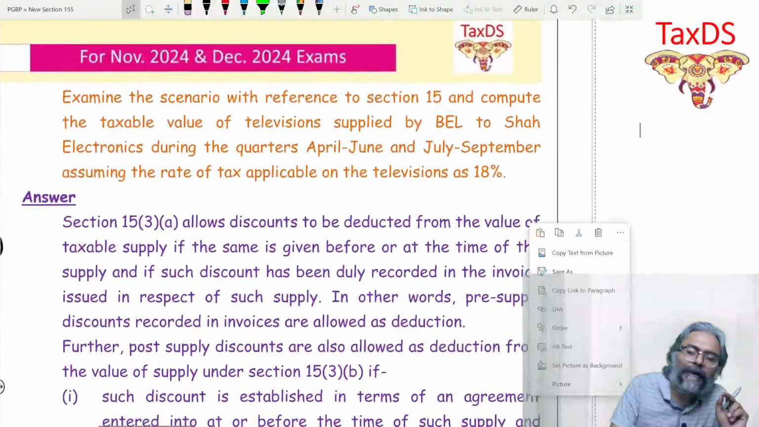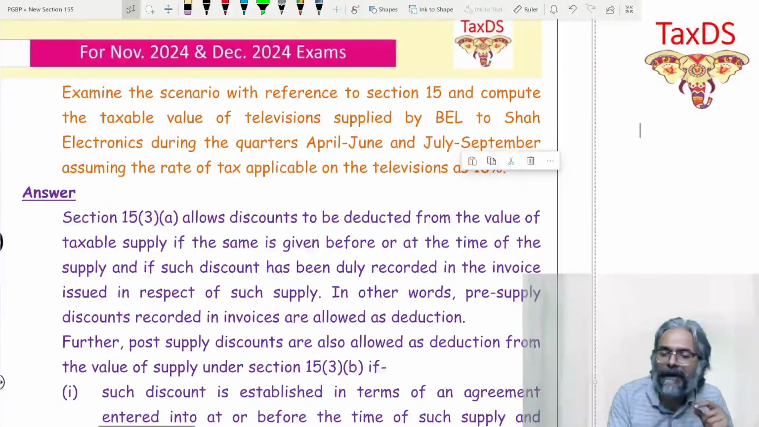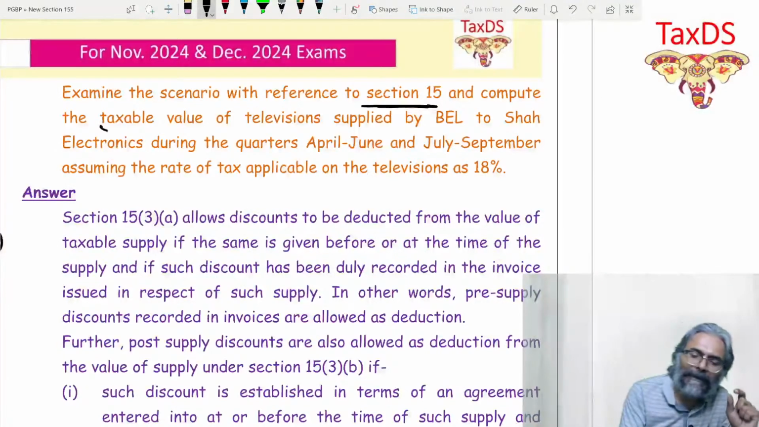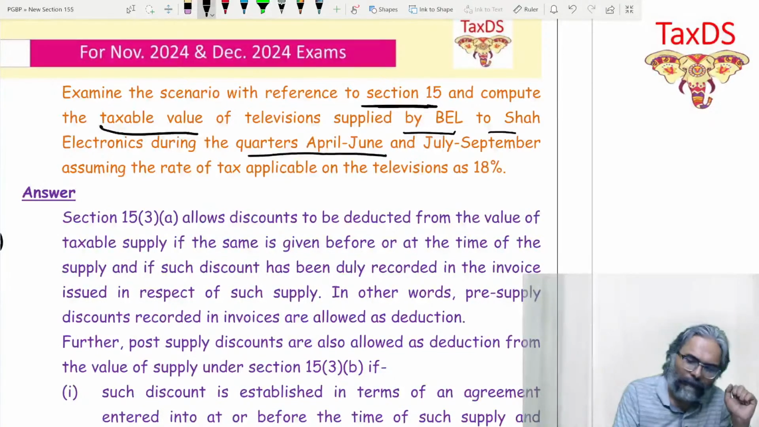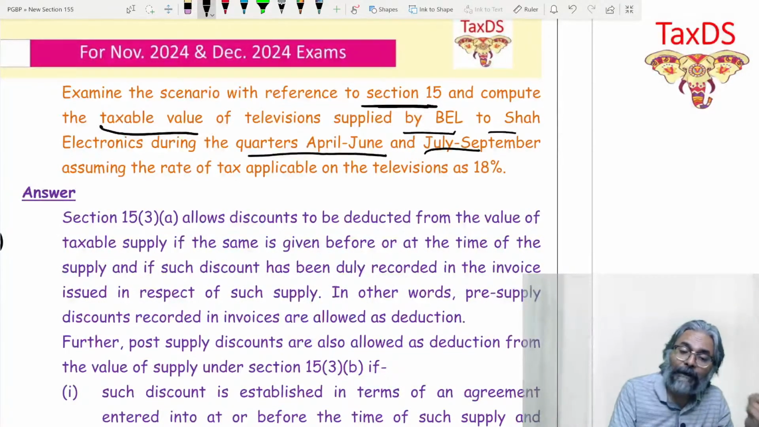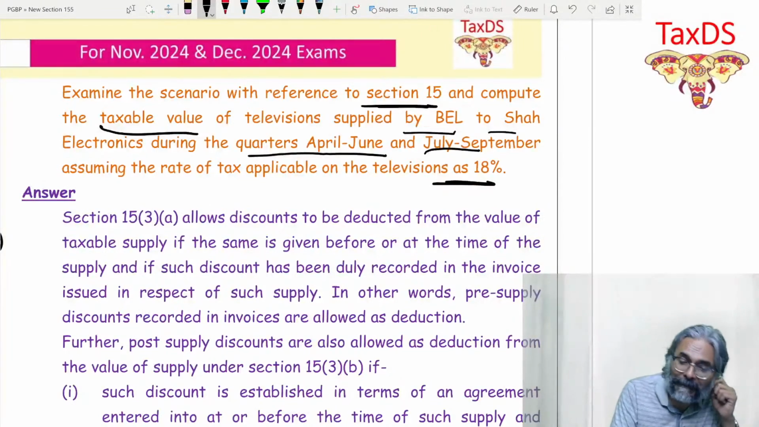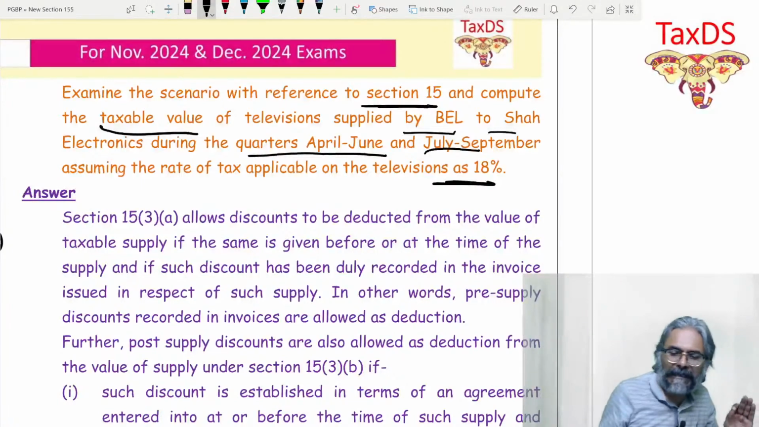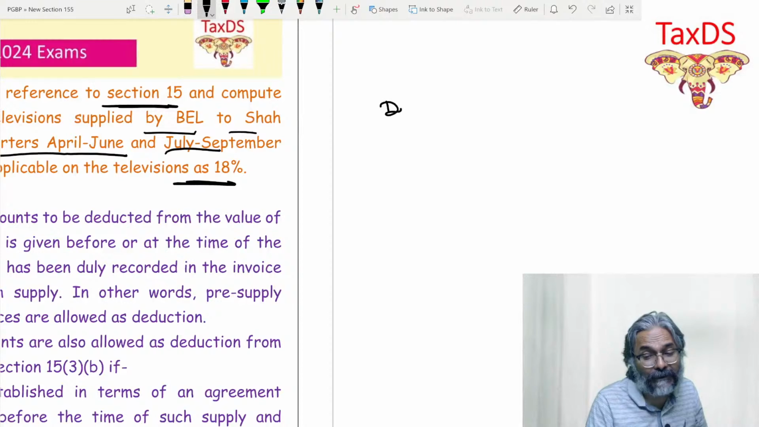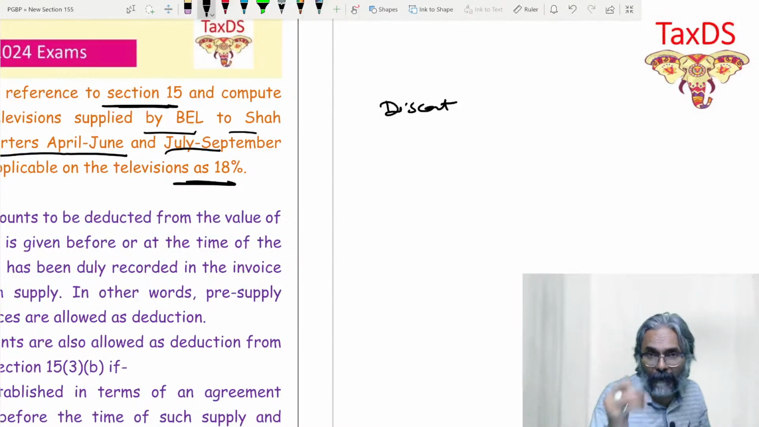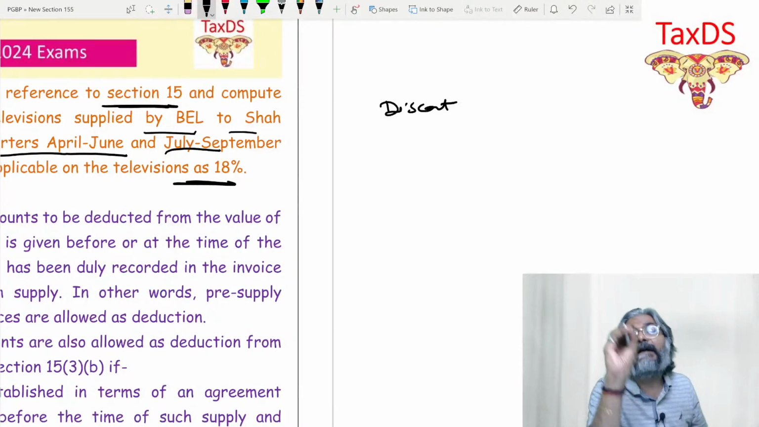Examine the scenarios with reference to section 15 and compute the taxable value of televisions supplied by BEL to Shah Electronics during the quarters April to June and July to September, assuming the rate of tax is how much? 18%. Assuming the rate of tax is 18%. First and foremost, students, I told you how you are going to write. Just because this question is heavily on the discount part, in your notes, discount becomes a very critical factor. You just cannot get away with it.